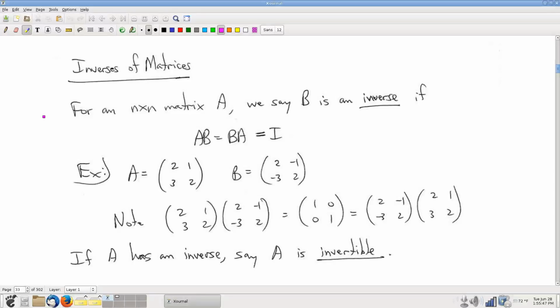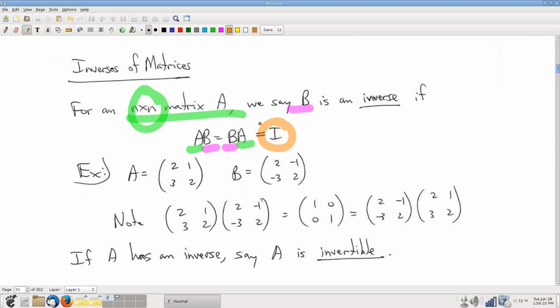Okay, so we're going to talk now about inverse matrices. We'll start with a definition. A matrix B is an inverse matrix for A. This original square matrix A, you'll notice, by the way. If when you multiply them in either order, as I've got indicated here, you get the identity matrix.